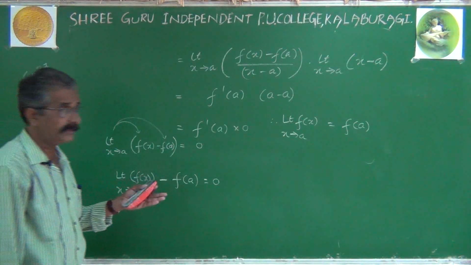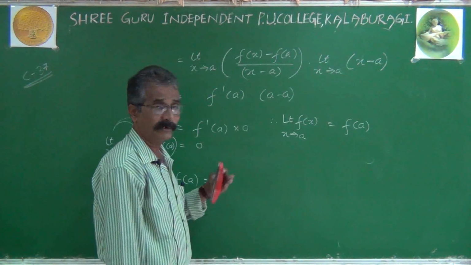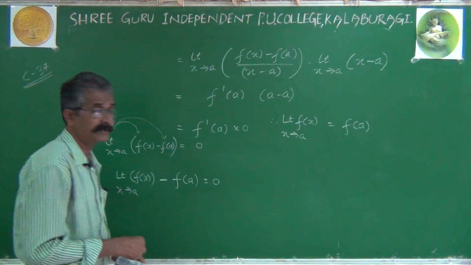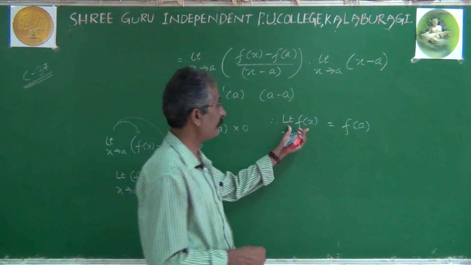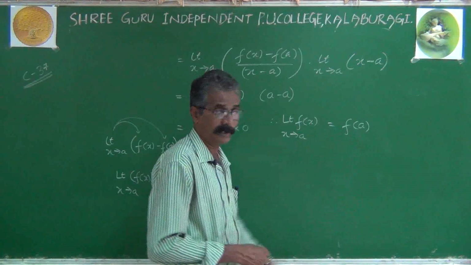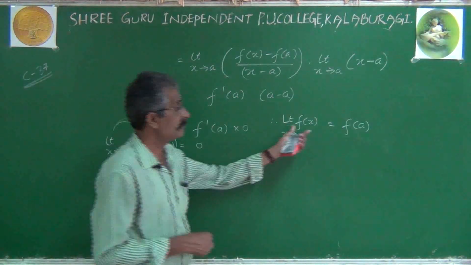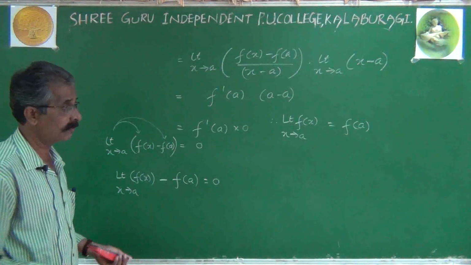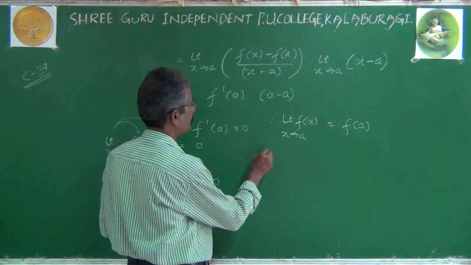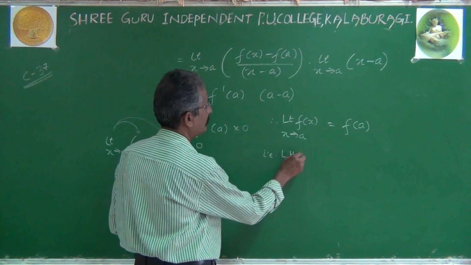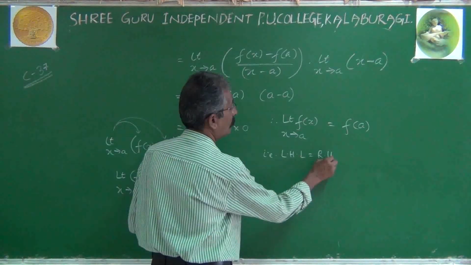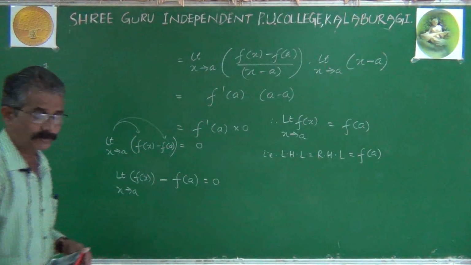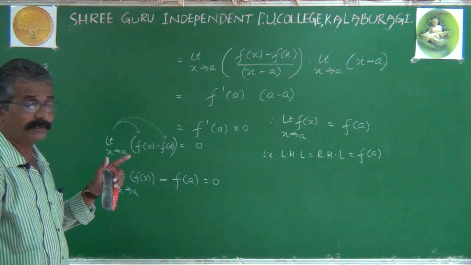It's nothing but the condition of continuity of a function. We recall the definition of continuity of a function. A function f of x is said to be continuous at the point x equal to a if the limit of the function is equal to the value of the function. As we got, the limit of the function is equal to the value of the function. Moreover, the limit of the function means it is obviously LHL equal to RHL equal to f of a. That is, LHL equals RHL equals f of a. So what we can say is that our function is continuous.